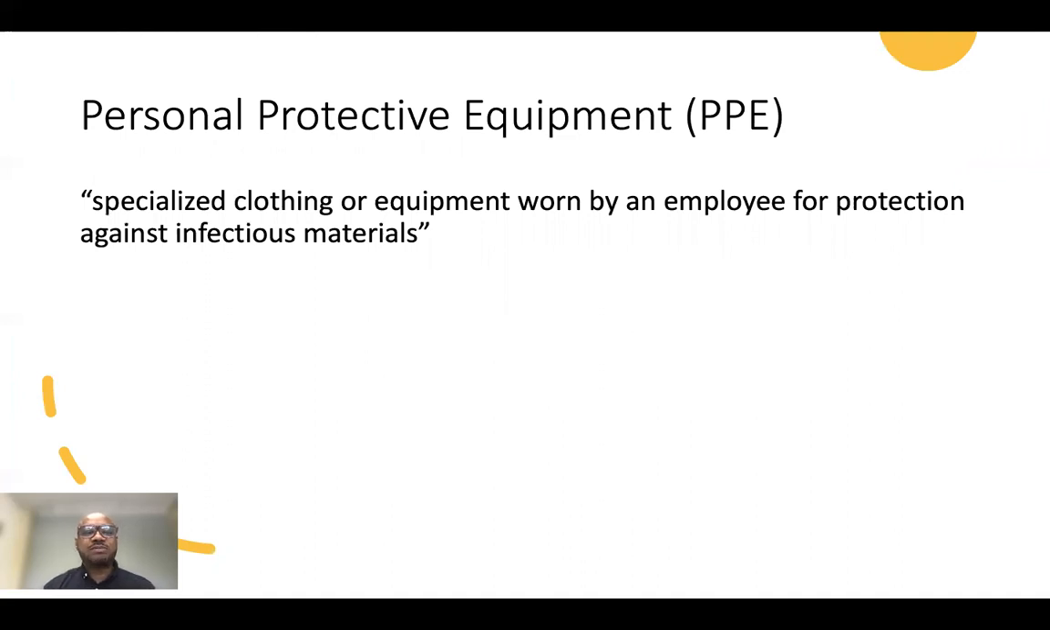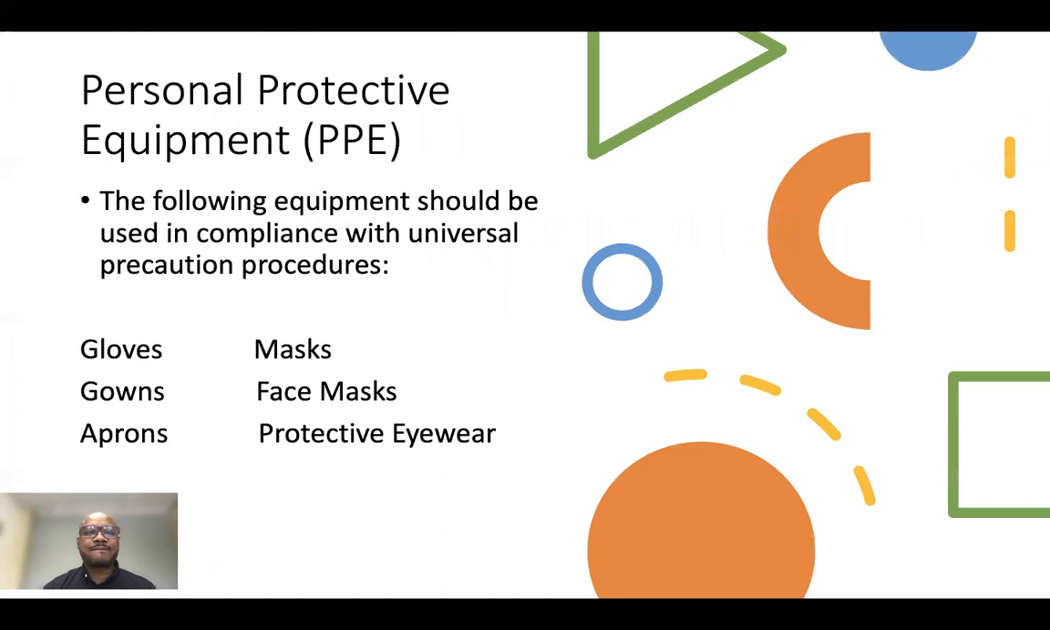Personal protective equipment is specialized clothing or equipment worn by an employee for protection against infectious materials. The following equipment should be used in compliance with universal precaution procedures: gloves, gowns, aprons, masks, face masks, and protective eyewear.